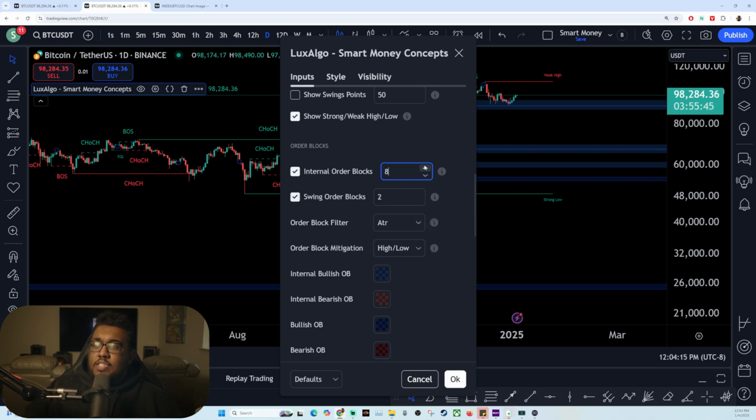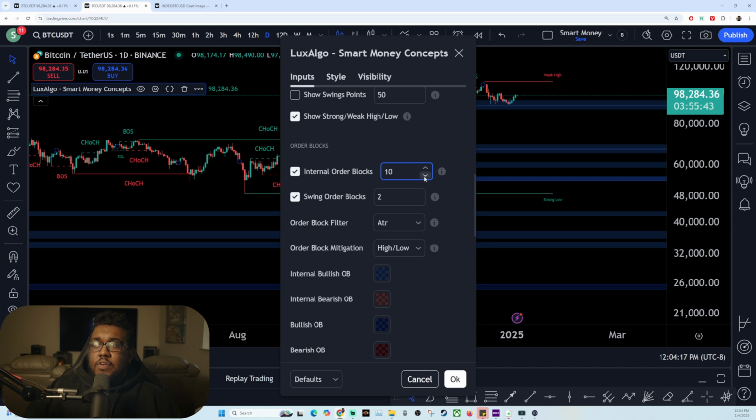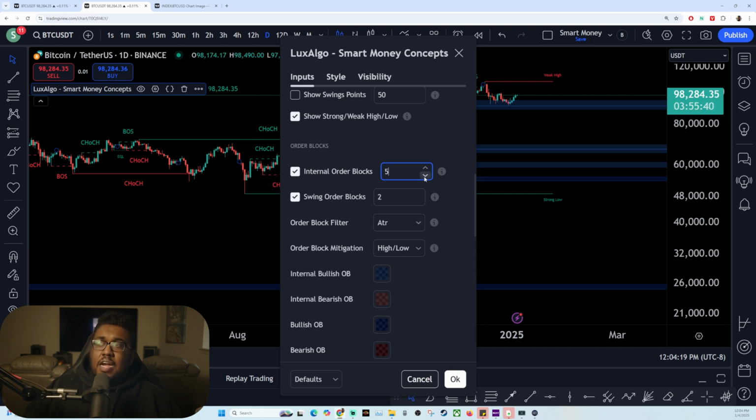You can even change this to 10. You can turn it to 5. There's a lot of stuff you can do. I usually think like 3 and 2 is fine. But you guys can always stay with the standard 5 and 5 if that's what you want to do.